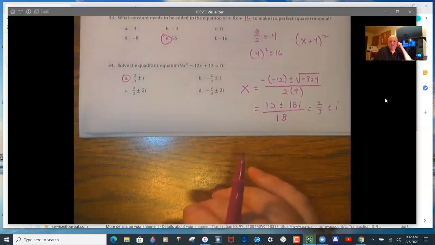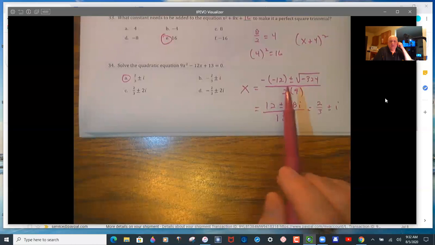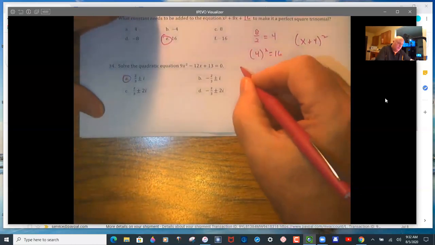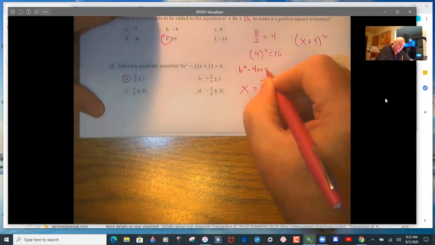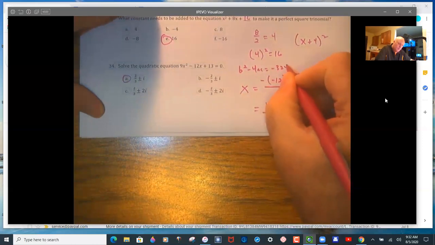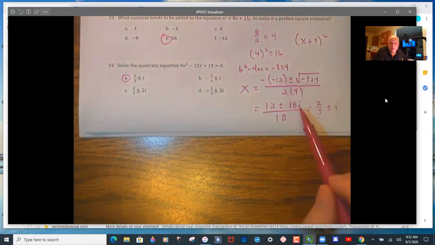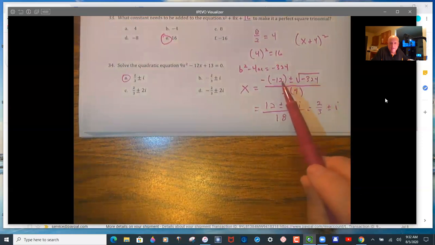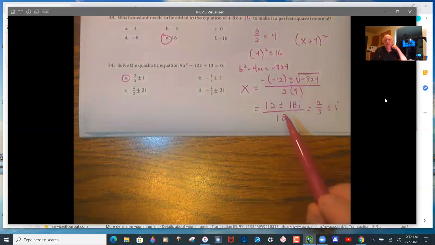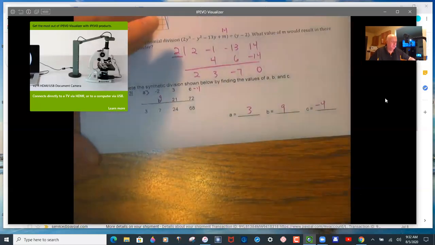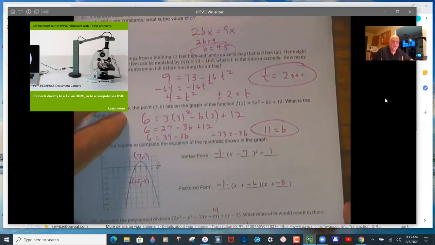34, you've got to crunch this out. Okay, so b squared minus 4ac is negative 324. And you can take that square root, but it's negative, so it's i, and then fill everything else in. So here it is, and they're dividing it out, 2/3 plus or minus i when you do the division. So in that quadratic formula unit, the ones we did that were imaginary and irrational.